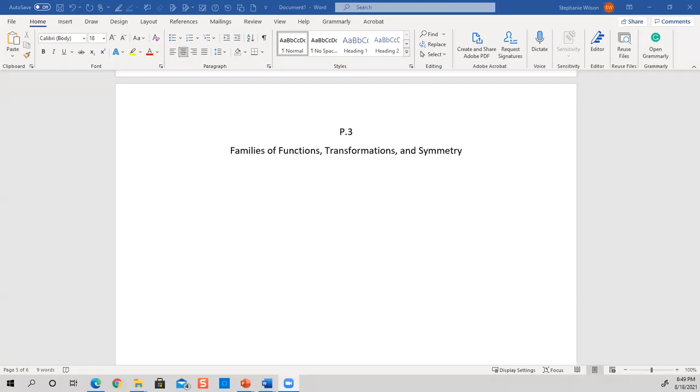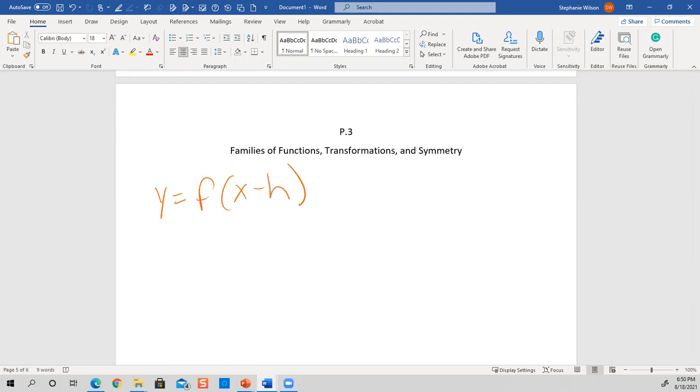Okay, so now let's talk about families of functions, transformations, symmetry. Whenever we talk about that, we have different translations. We have the horizontal translation. In the notes, I have these formulas. So we have the horizontal translation, which means that we have y is equal to f of x minus h.